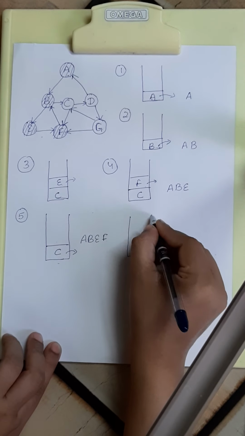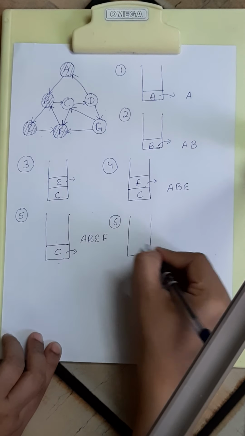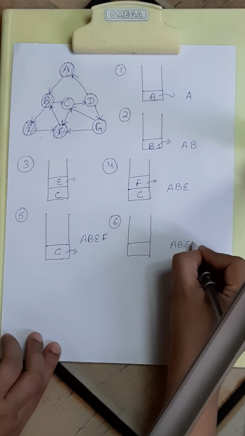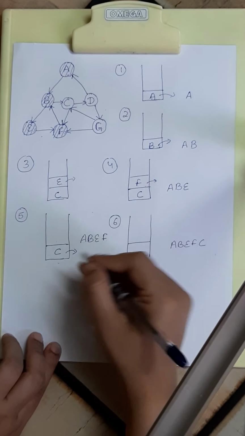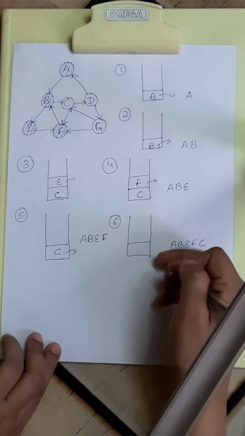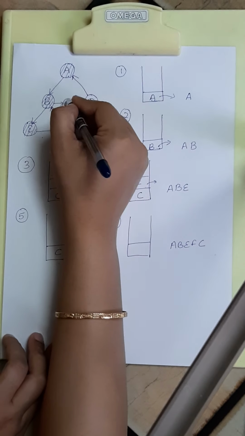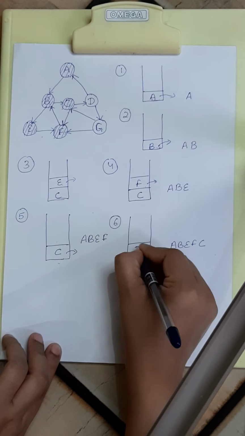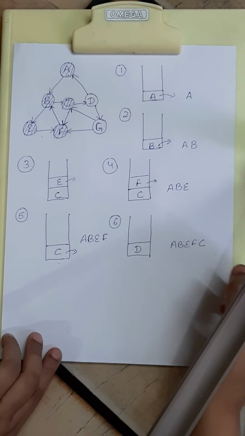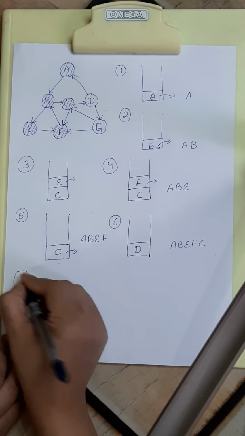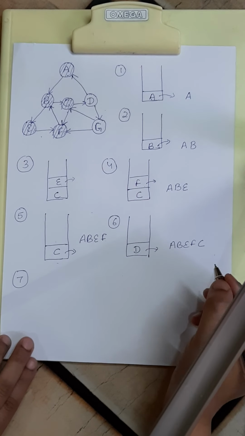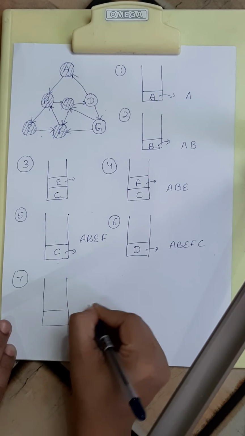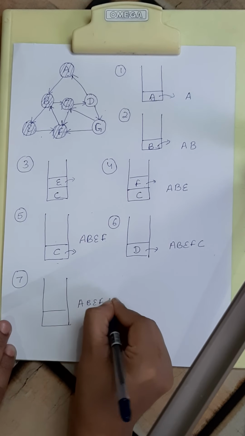So what will be the next step? The next step will be that C will be deleted and printed in the output, and the neighbor of C will be inserted. C will be visited, and the neighbor of C is D. So D will be inserted over here. In the next step, D will be deleted and printed. So in the output, we'll be having A, B, E, F, C, D.